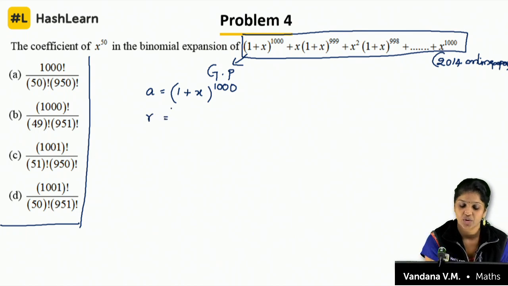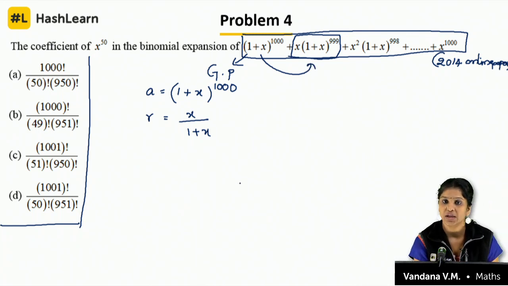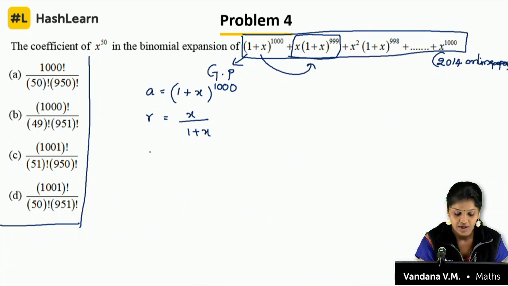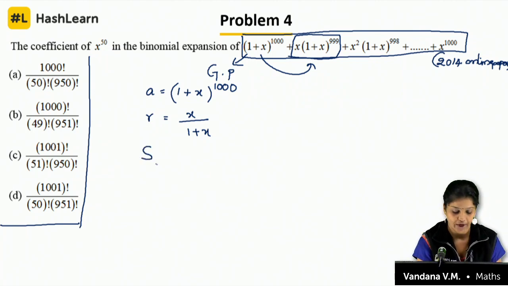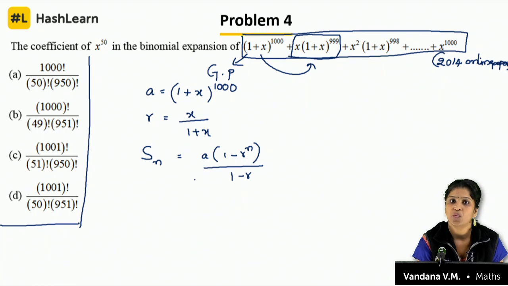What is the common ratio? Second term divided by first term. So, what is the common ratio? x divided by (1 plus x). Take your second term, divide it by the first term, you will get the common ratio, right? Now, what is the formula to find the sum of terms in a geometric progression? The formula is a into (1 minus r power n) by (1 minus r), and here the n value is 1000.